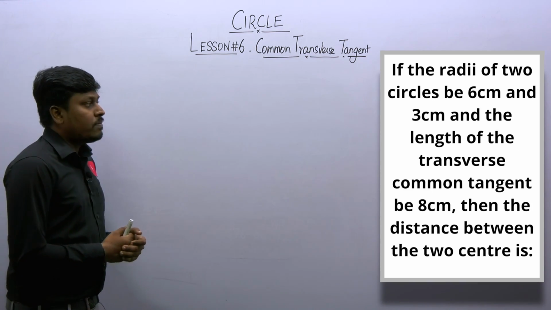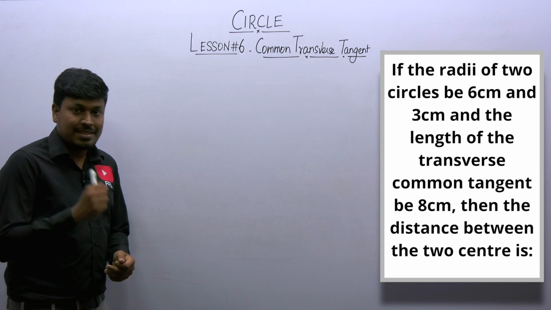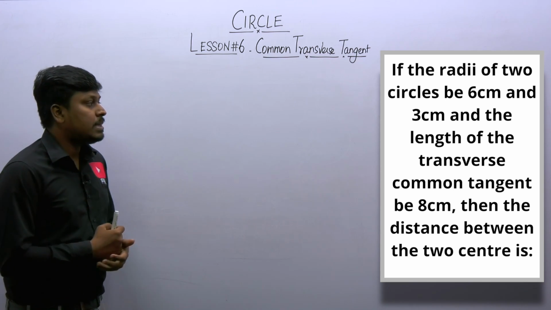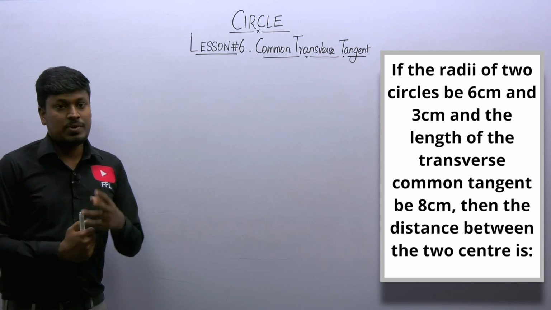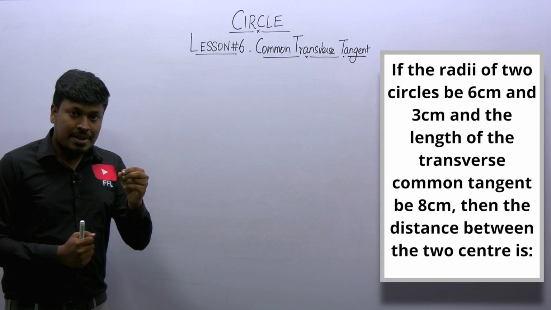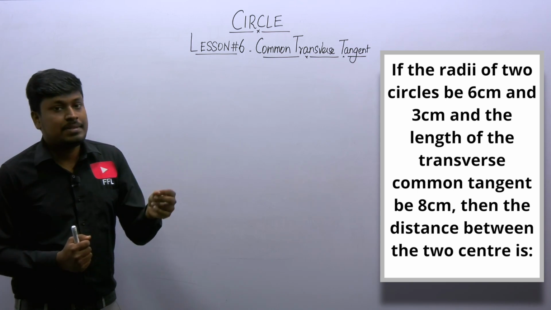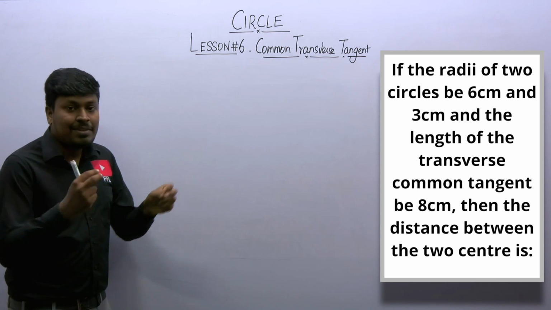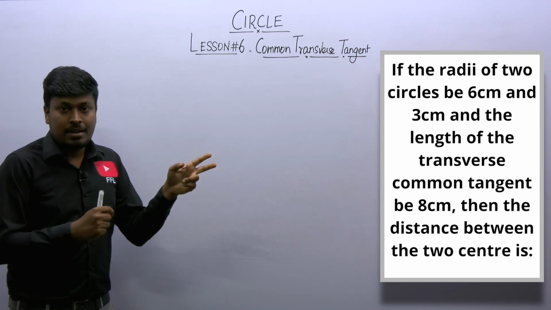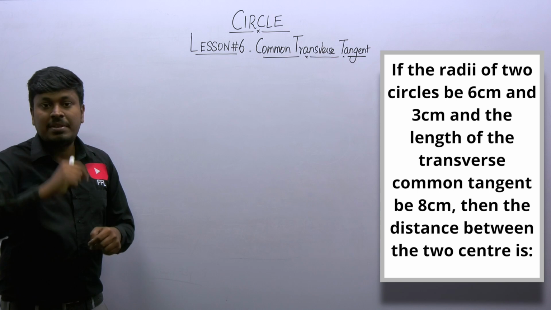If the radii of two circles are 6 centimeter and 3 centimeter, and the length of the common tangent is 8 centimeter, then find the distance between the two centers. So let's listen carefully. In the previous question, our target was to find the length of the common transverse tangent. But in this question, the common transverse tangent value is given, 8 centimeter, and our target is to find the distance between the centers.